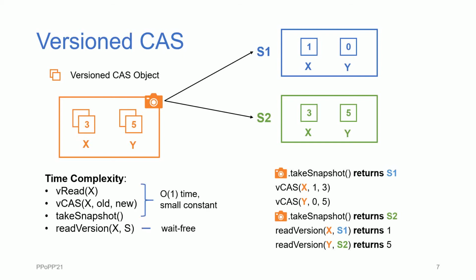In terms of time complexity, we are able to implement vRead and vCAS in constant time, which is one of the challenges in this paper. Our take snapshot operation also takes constant time, and it does not actually make a physical copy of all the objects.